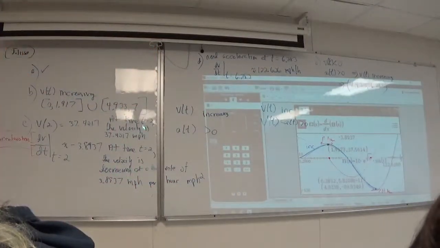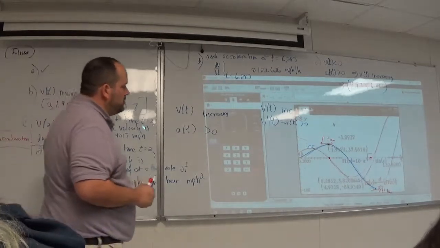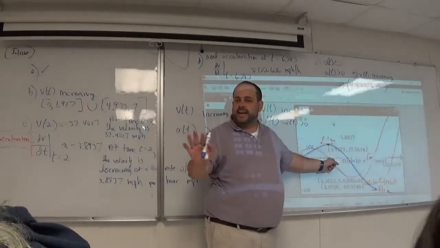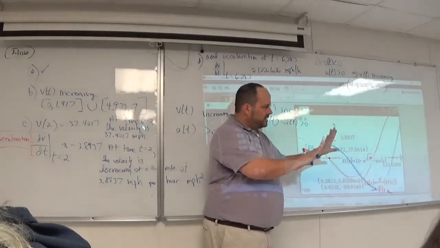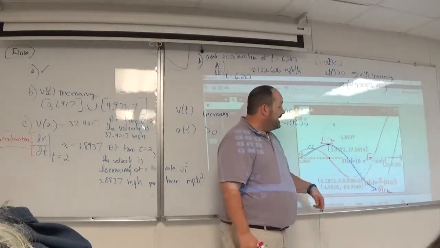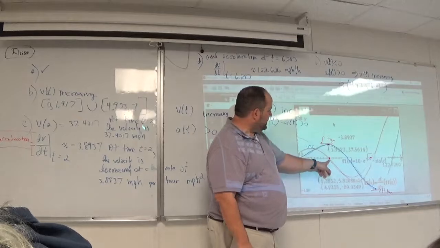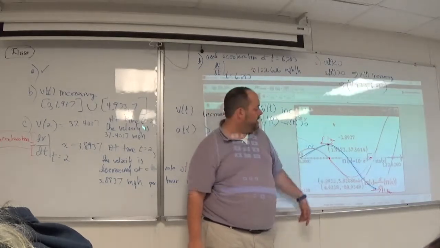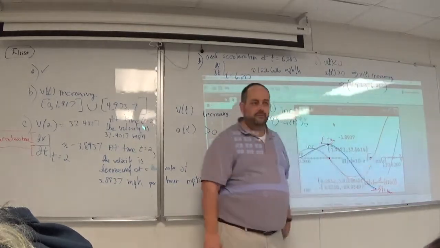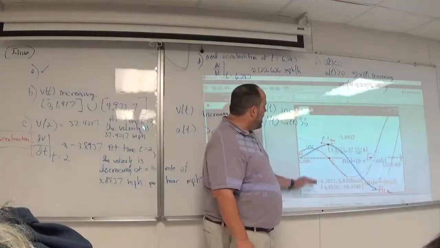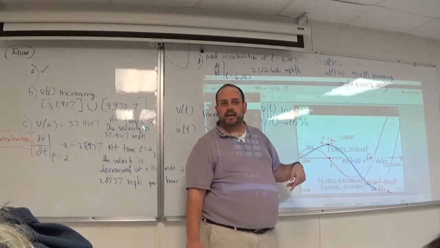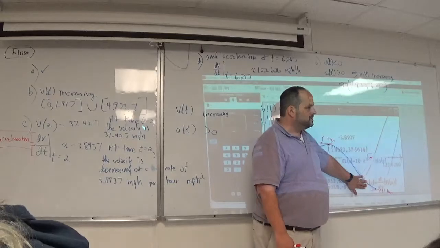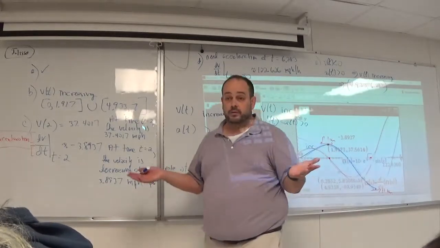And lo and behold, if all goes well, the new graph. Our sketch isn't perfect, but it's almost perfect. But this is what I'm looking for in your sketches. Do you have roots where you're supposed to have roots? Are you above the x-axis where you're supposed to be above the x-axis? And are you below the x-axis where you're supposed to be below the x-axis? That's good enough. Yes, Karina.